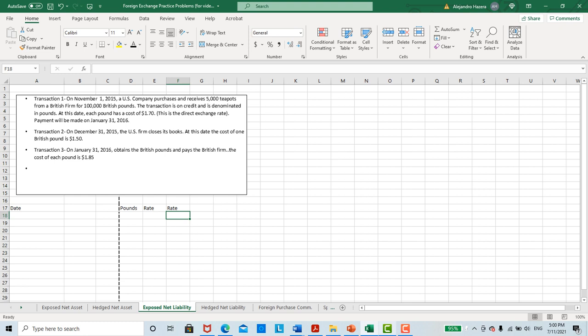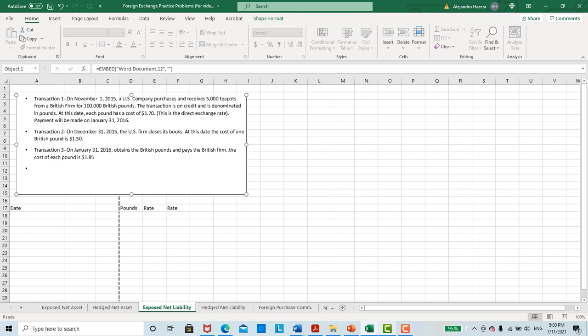Okay, so three transactions on November 5th, 2015. A U.S. company purchases. So instead of selling something, we're going to buy. What we're going to do is basically protect or maintain the cost of inventory at the price we want. Because if you have a payable that you owe in a foreign currency, and the dollars it takes to get that foreign currency go up because of the exchange rate, then the cost of your inventory effectively has gone up.